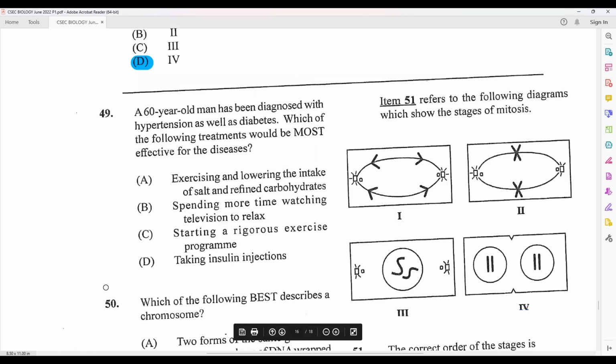49. A 60-year-old man has been diagnosed with hypertension as well as diabetes. Which of the following treatments would be most effective for the disease? So remember, it's diabetes as well as hypertension. So he needs to make some changes, which would involve him exercising and lowering his intake of salts and carbohydrates.